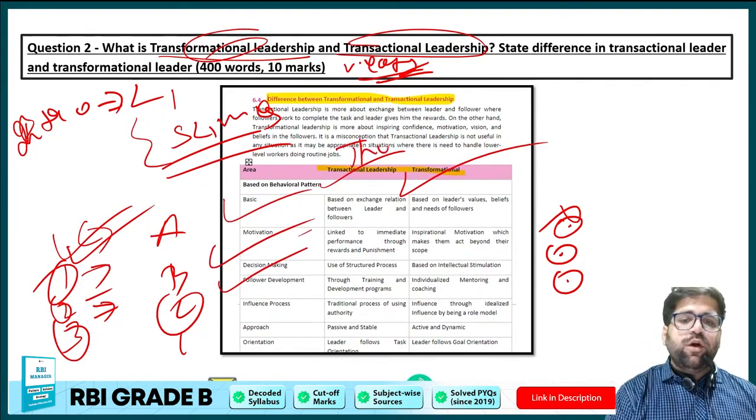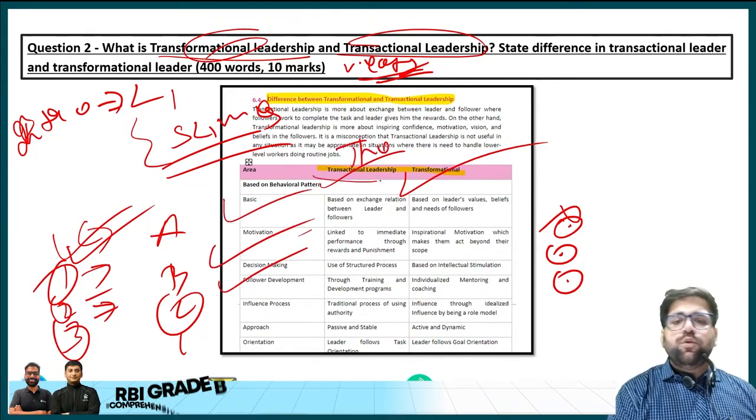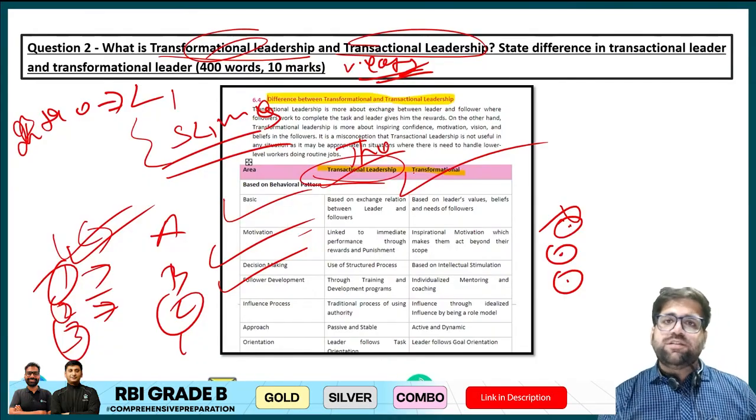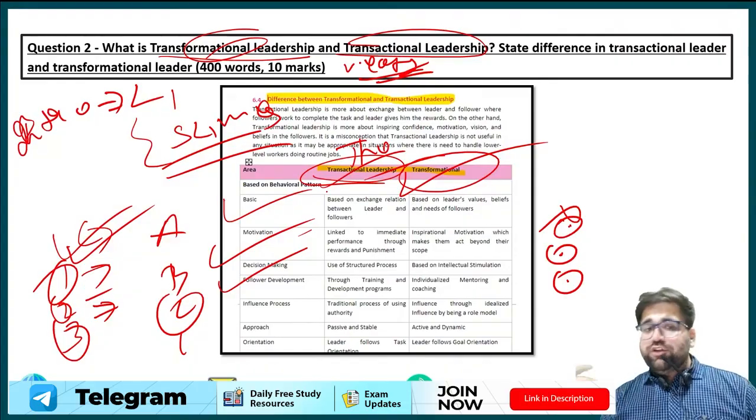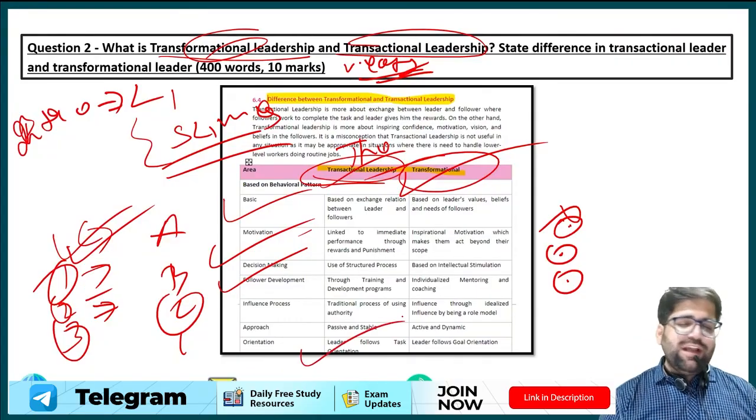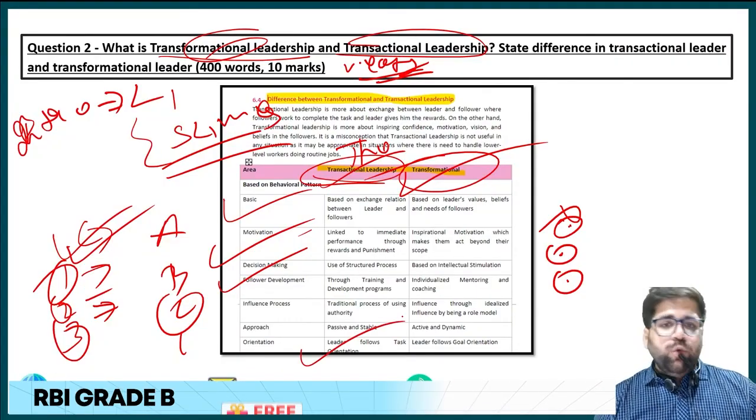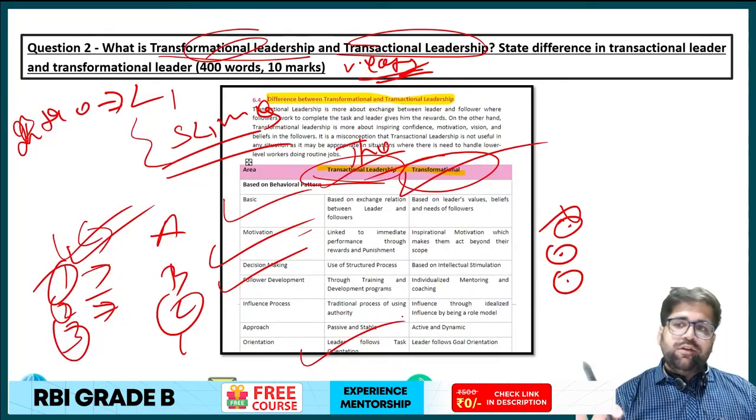If you are thorough with the motivation part, then you could have told how transactional leadership follows the Theory X approach and how transformational leadership follows the Theory Y approach. So it is a very easy question. Anyone who has the basic concepts ready could have easily scored this.